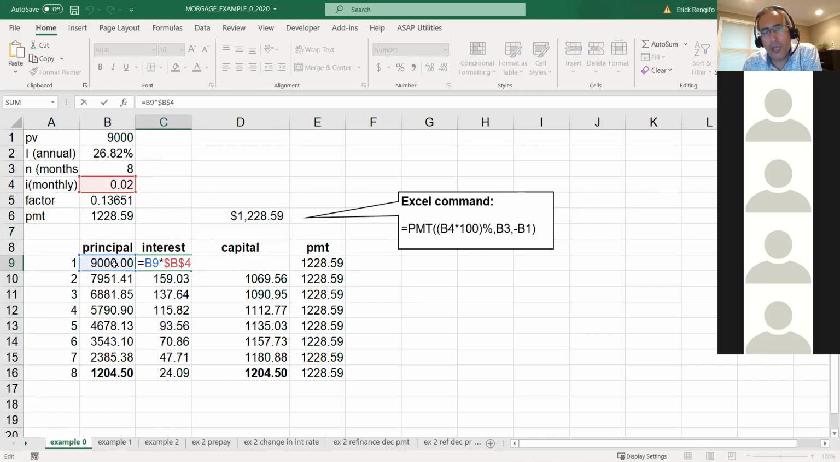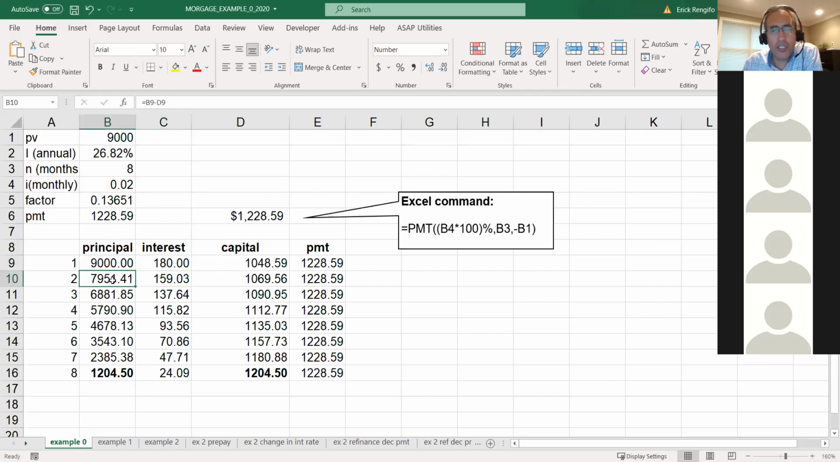How much do I need to pay? I need to pay the bank monthly 2%. You multiply 9,000 times 2%, you obtain your $180. Right? So the next principal is simply my principal minus my capital payment. And after that, the model works beautifully now.